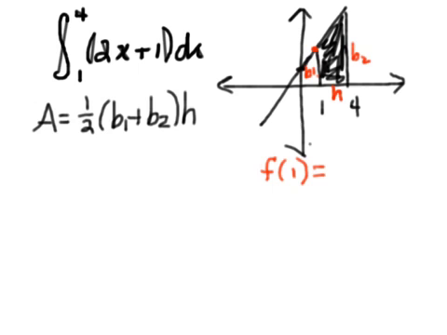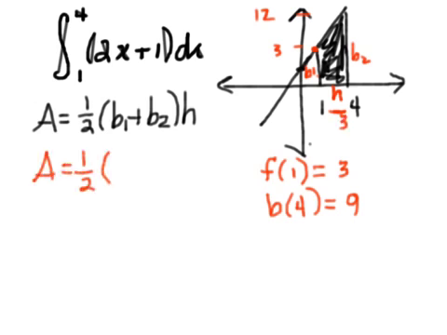Well, we're going to substitute 1 into our function. And when we do that, that gives us 3. And then we're going to substitute 4 into our function to get our other height, and that gives us 9. And our height is the difference between these two, so that's 3. So we're just going to substitute this in, add the 2 bases, that's 12. The height is 3. And that gives us an area of 18 units squared.